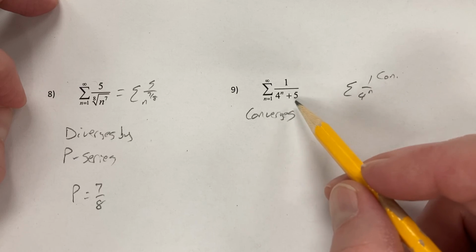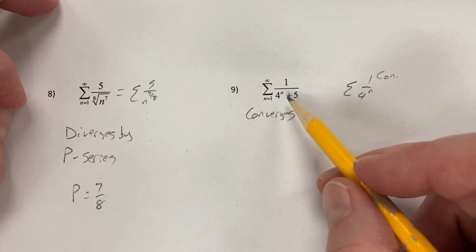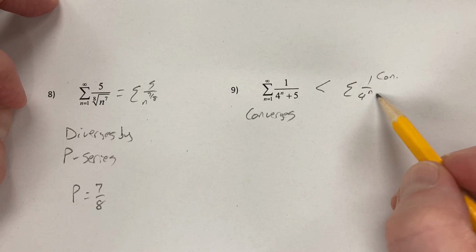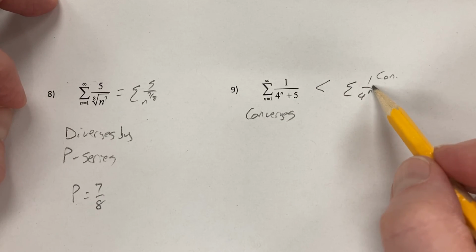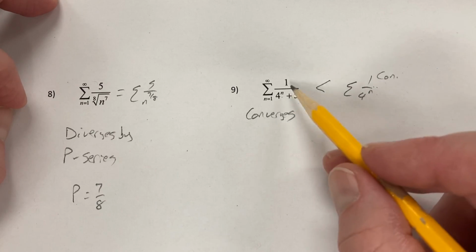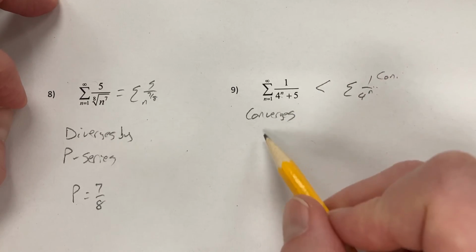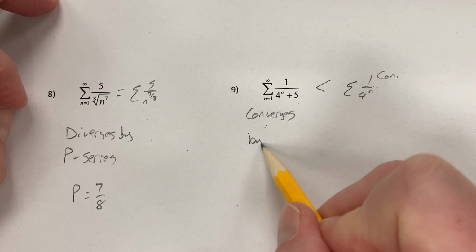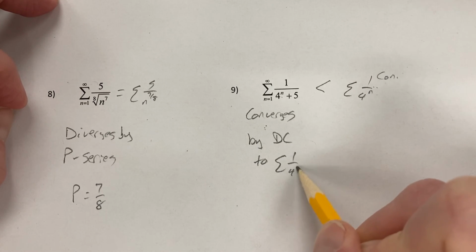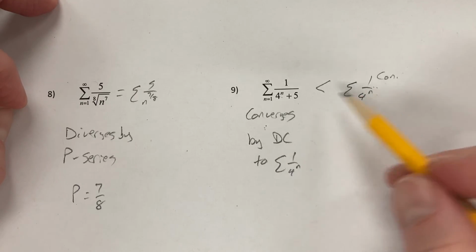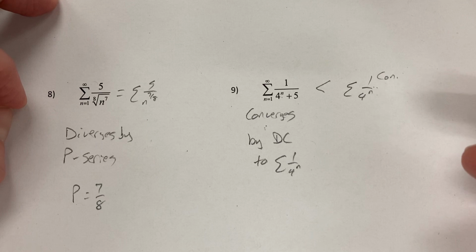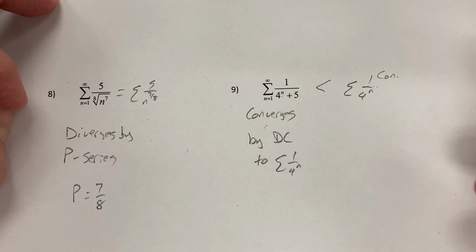Plus 5 makes these denominators bigger, which makes these terms smaller, which means this sum is less than this. So if this converges to a value and this is less than that, then there's no way this could blow up and go to infinity. So we can say that this converges by direct comparison to 1 over 4 to the n. If that wouldn't have worked out so nicely, then I would have had to do a limit comparison, or you could have just used limit comparison from the beginning if that's your desire.